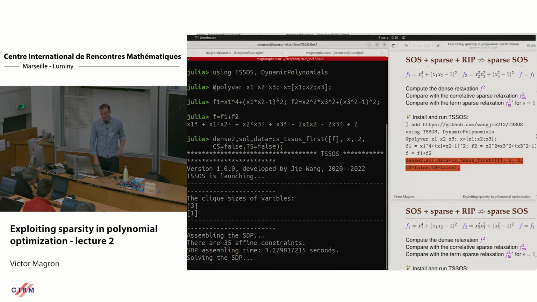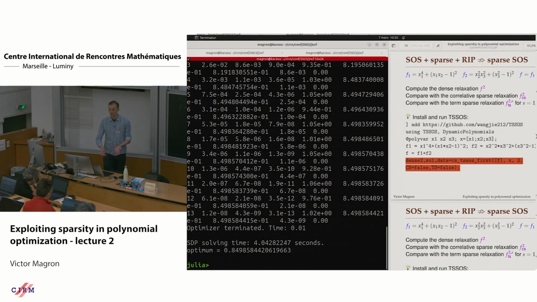So here in this case we have around 30 affine constraints. This is the ugly output of the SDP solver, and this is the bound that you obtain. Okay? So it's 0.84 something. So it means that f minus this number is a sum of squares.